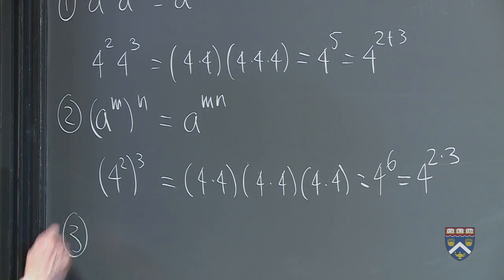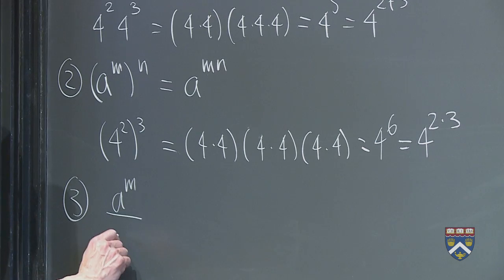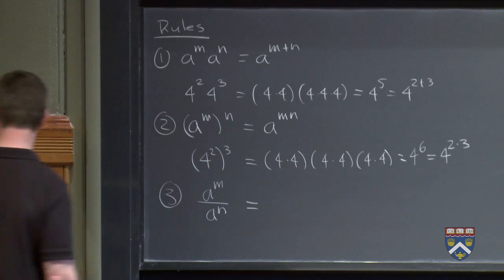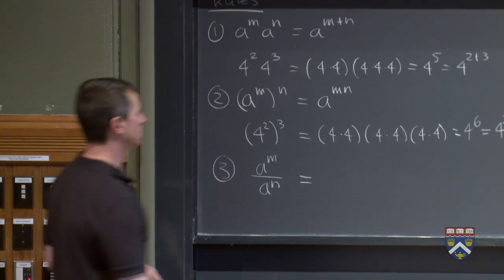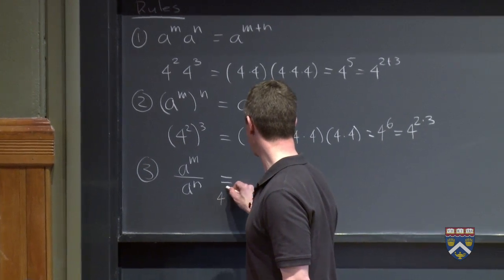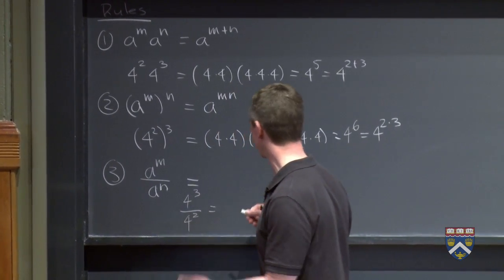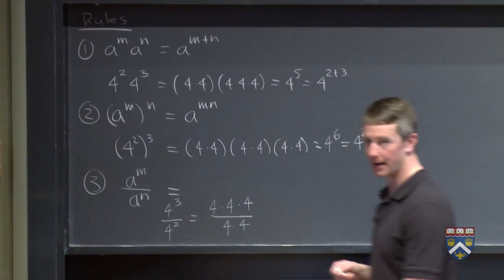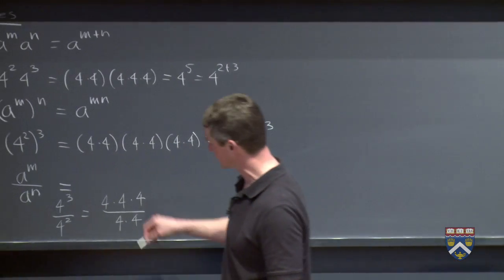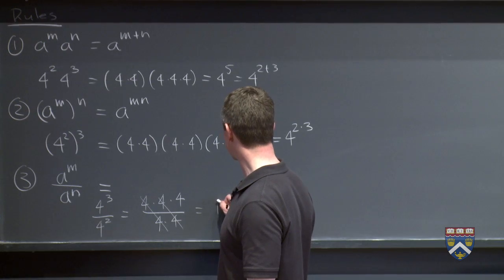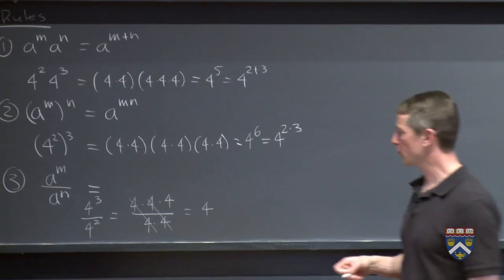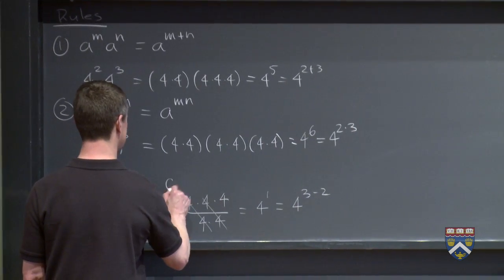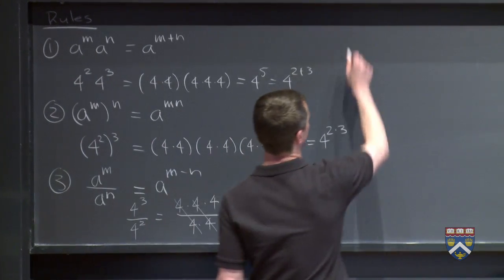And our third is when we have a to the m over a to the n. So let's see what that would mean. If we do an example there, suppose we have 4 to the 3 over 4 to the 2. And again, write out what that means. 4 to the 3 means you have 3 copies of 4. 4 to the 2 means you only have 2 of them on the bottom. So the natural thing to want to do is to cancel some of those 4s. So we can cancel those and those. And we're left with just a 4. But 4 is the same as saying 4 to the first power. And that's because what did you do with those exponents? You subtracted. So the rule is that this is a to the m minus n.